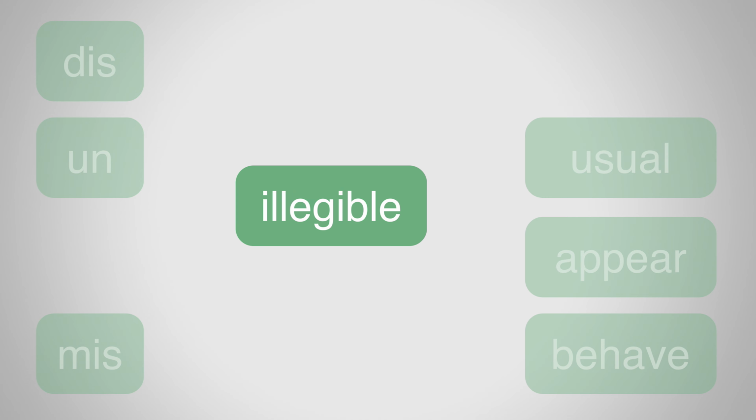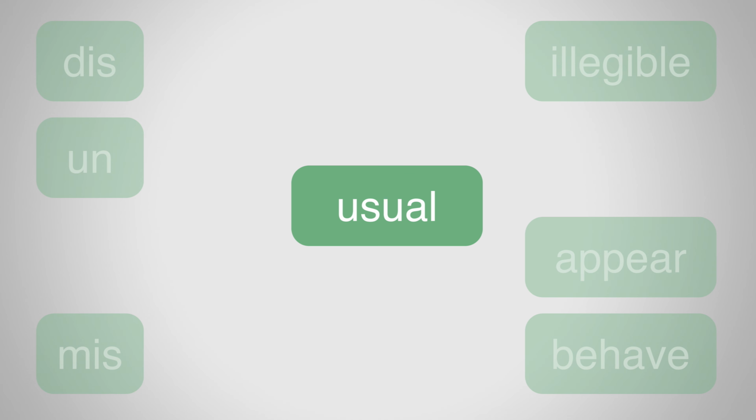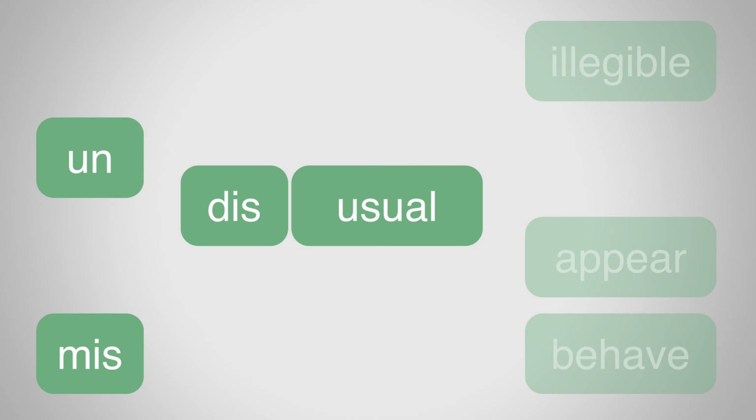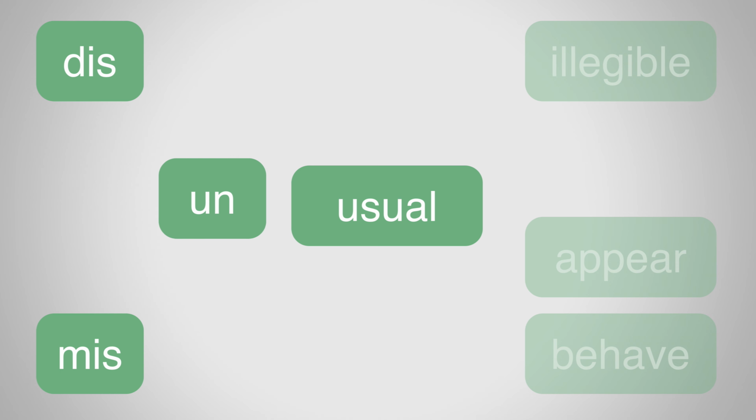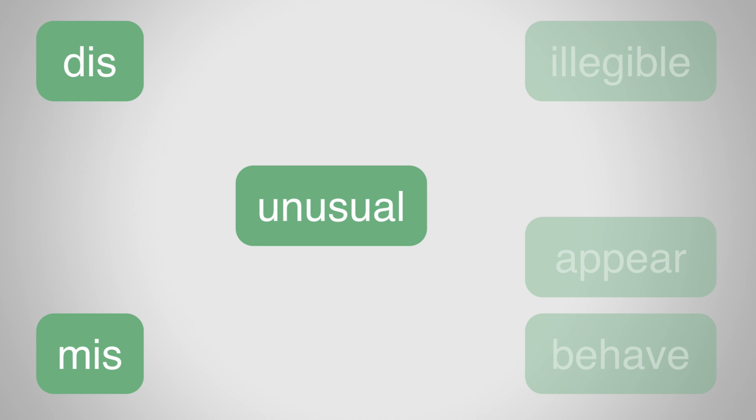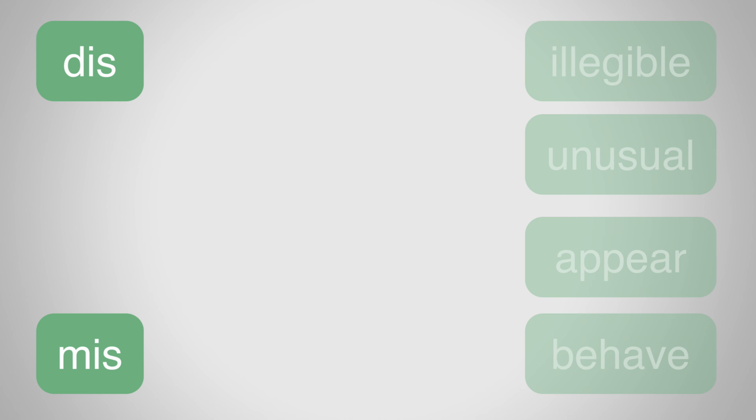Let's look at the next one. Usual. If something is usual, it's the normal, expected behaviour. So the opposite must be describing something that's a little strange or odd. Which prefix does this? Is it disusual, unusual, or misusual? Well, it's clearly unusual. So that just leaves two prefixes, dis and miss.